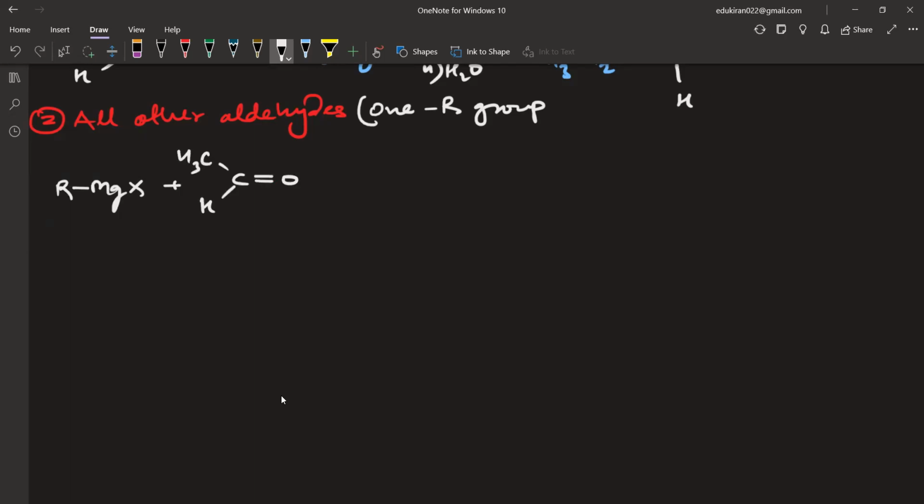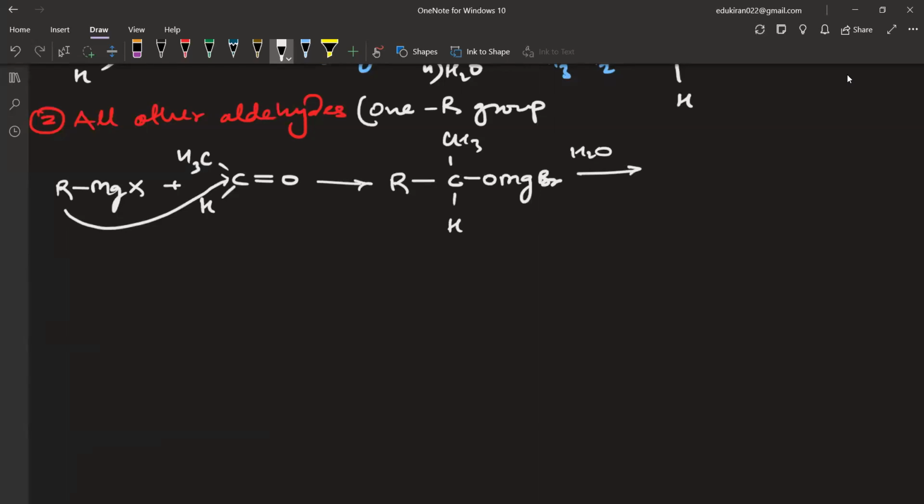So you can see that it is an aldehyde, but it is not methanal. What is going to happen? This R group is going to attack this carbon atom. Okay, and it is going to form R, carbon, the R group here with the hydrogen here, and OMgBr, the addition product. On further hydrolysis, R as it is, R as it is, H as it is, and we are going to form OH, right?